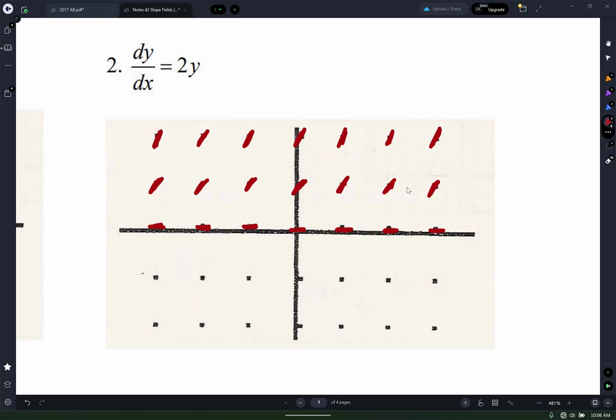Okay, now let's go to y equals negative 1. At negative 1, what's 2 times negative 1? Negative 2. So the same steepness as the one above at 2, but in the negative direction. All right, what about at y equals negative 2? So negative 4, steeper, but in the negative direction. And there it is. You got another slope field.